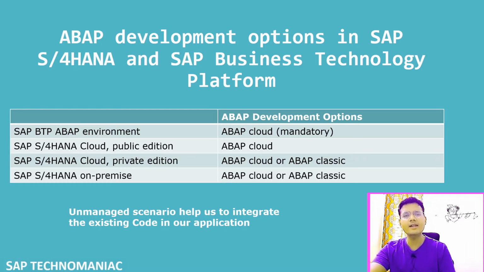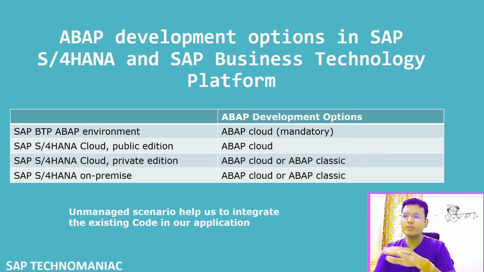Even on private edition, what I see is that the private edition and the on-premise, there is not much difference. It's just the on-premise system on the cloud. That's it. And third is the cloud. Really, we have to use ABAP Cloud only. There is no other way. You can't use any existing thing. If you want to use anything existing, how to use that I will discuss in the next slide. But these are the ABAP development options available.